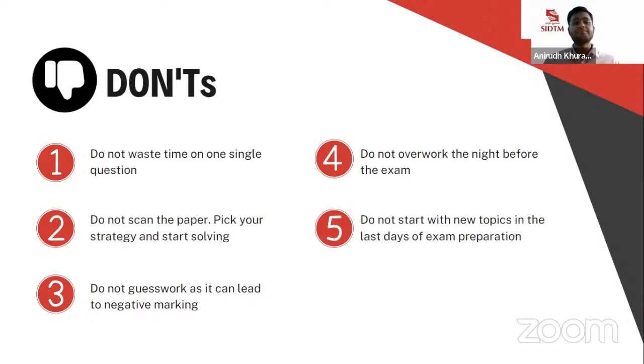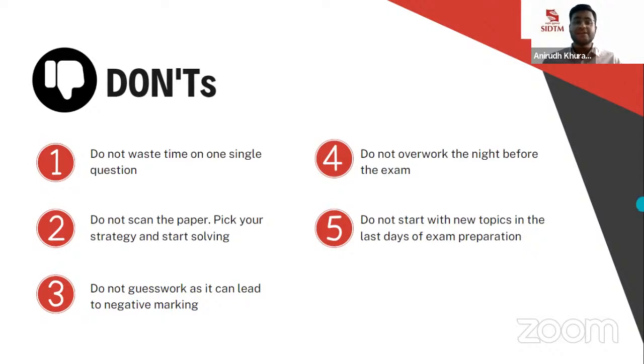Second, do not scan the paper; pick your strategy and start solving. While I was giving mocks from C2C, I realized that my strategy initially was to go with QA and then LR and then verbal ability. So SNAP gives you the ability to jump from section to section. But that was not working for me, because I was very weak in QA and I used to waste a lot of time. And verbal ability was my strong section, but I could not finish verbal ability in time because I wasted a lot of time in QA and LR.